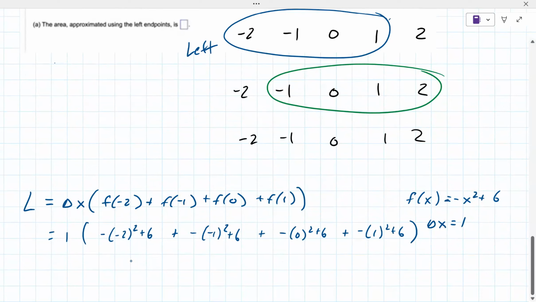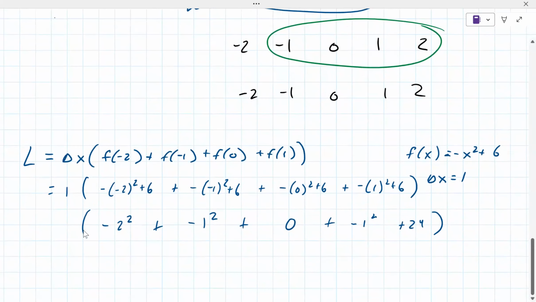Now that's even more complicated than it needs to be, because when you square a negative, it's positive. So even though we wrote all this, you want to think -2 squared, -1 squared, 0, and then -1 squared again. And then since you're adding 6 four times, you can say plus 24 here. And you can use a calculator. It's just that you don't want to overcomplicate. This is -4, -5, -6. This ends up being 18.